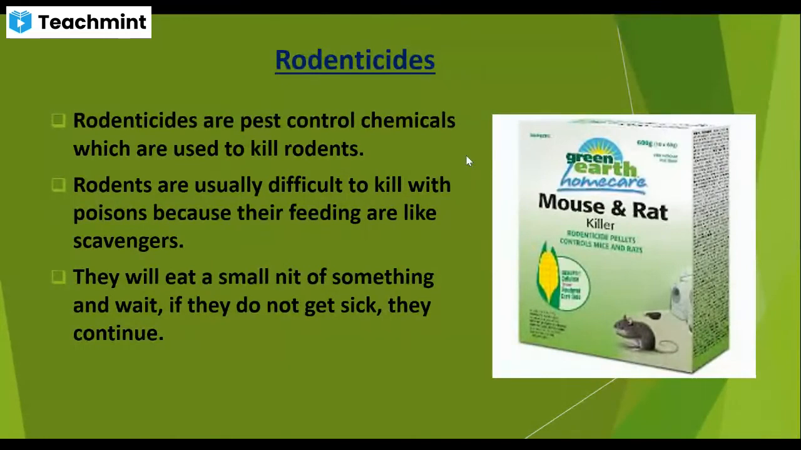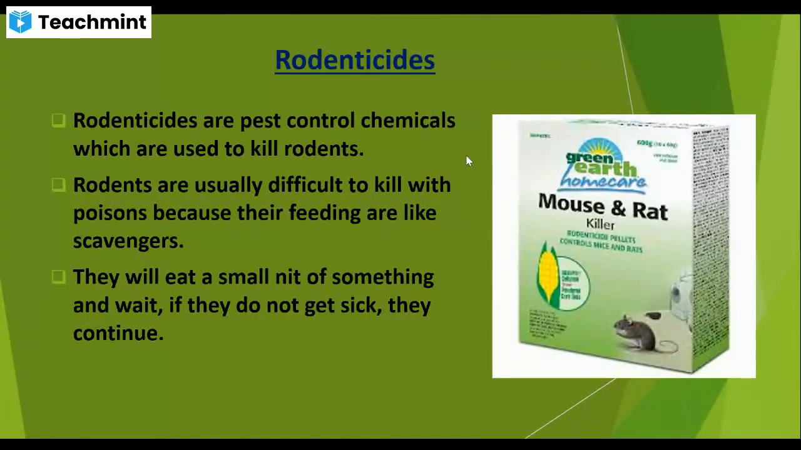But generally, what will happen? Rodents are very clever. We can say that rodents are usually difficult to kill with poisons because their feeding is like a scavenger. You know that a rat eats very slowly. They take one bite and they taste it. If they are feeling good, if they are not getting sick, then they will continue. Otherwise, they don't eat that. That's why we can say that rodents are very clever.